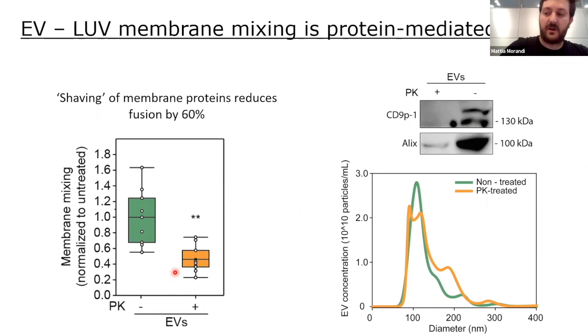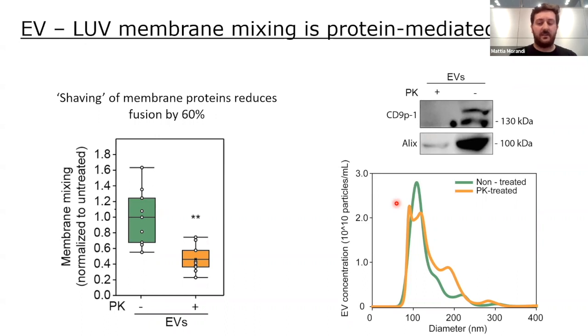So the proteins are required for the fusion, and we can confirm this is not due to a destabilization of the EVs, because first of all, we shave only the membrane proteins and not the luminal proteins, but also the size distribution does not change so drastically. So EVs are still intact, but their ability to fuse is significantly limited. So all of this well recapitulates what has been observed before in the literature in terms of cargo delivery and in vitro for fusion, or let's say content release.